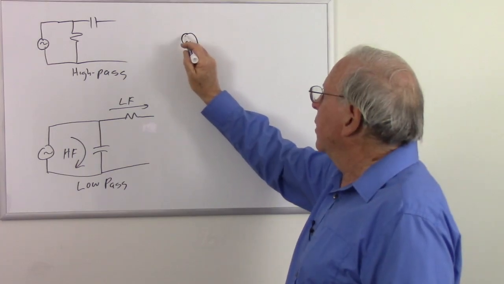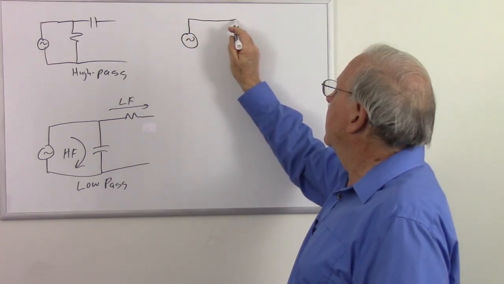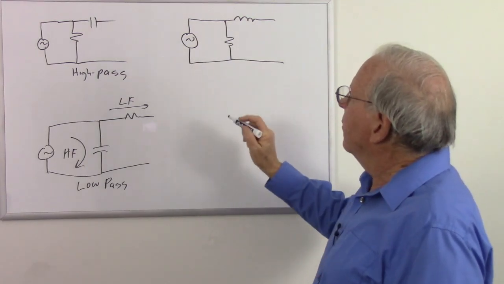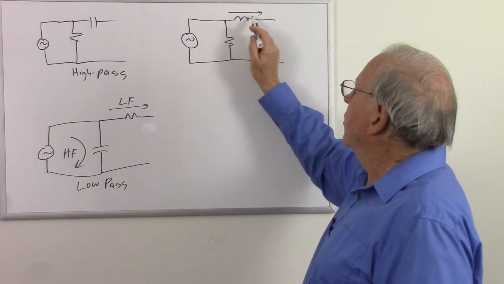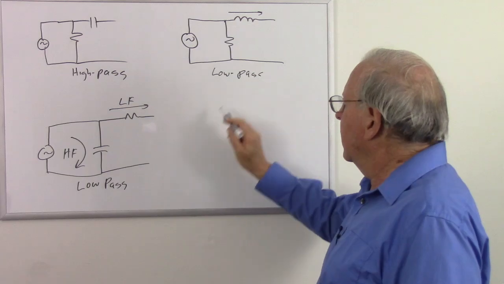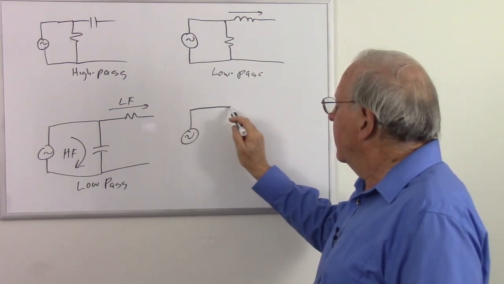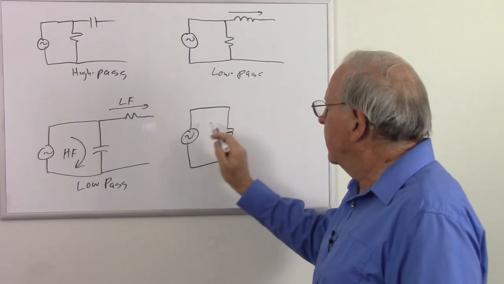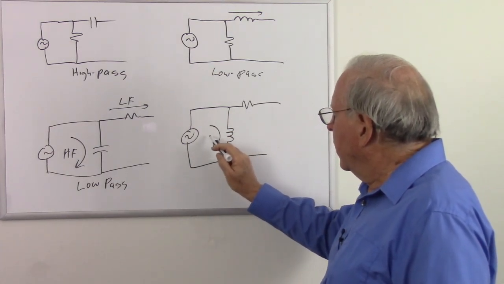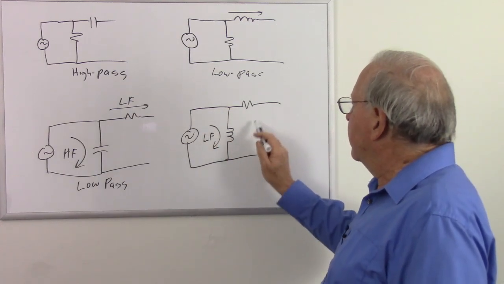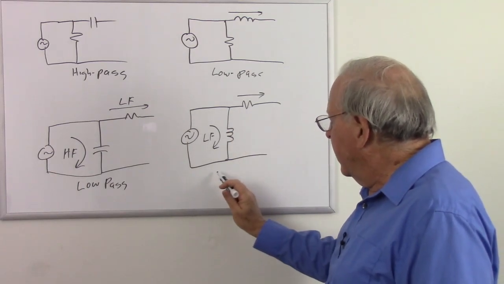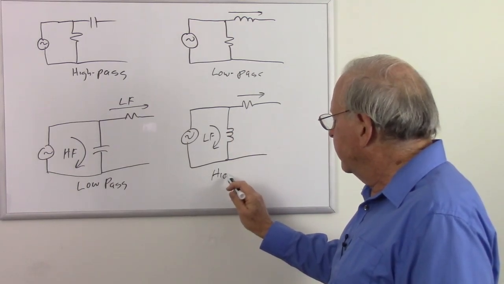Let's do the same thing with an inductor. Let's put the inductor in series here with the resistor there. Okay, what do we know? Low frequencies are going to go through the inductor, therefore we have a low-pass filter. Now we draw over here. Now we know that low frequencies go through the inductor. Low frequencies go there, so the high frequencies get bypassed. That makes this a high-pass filter.